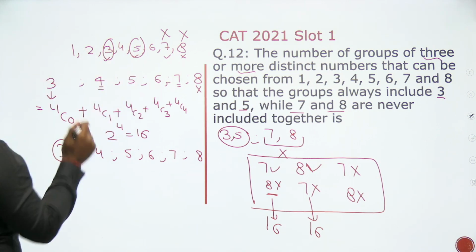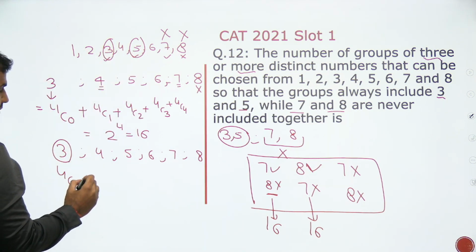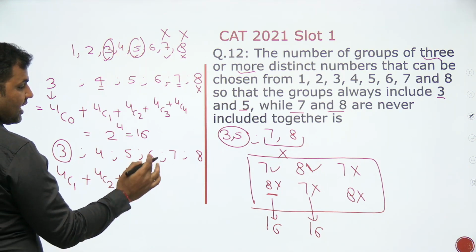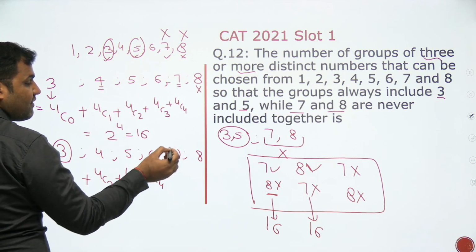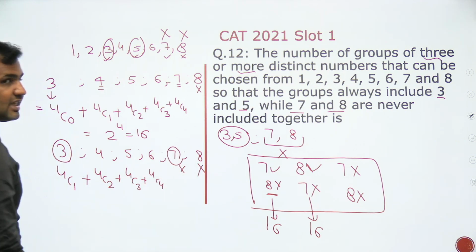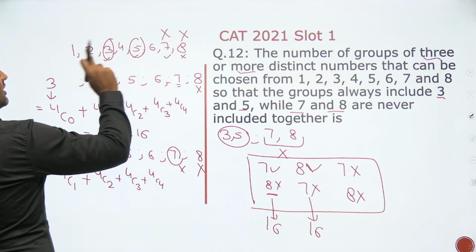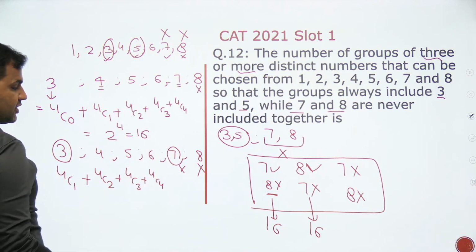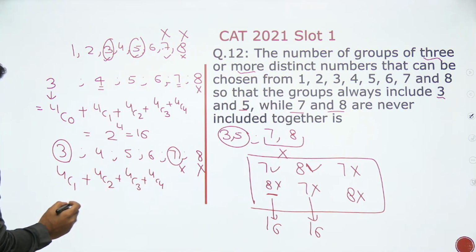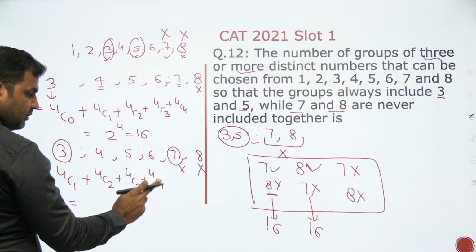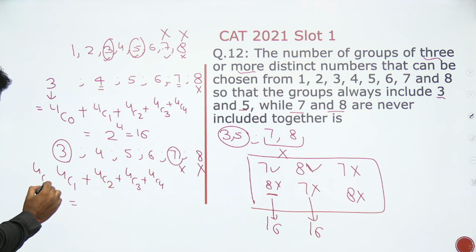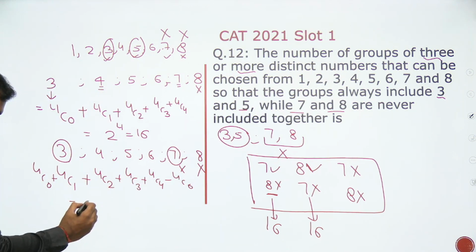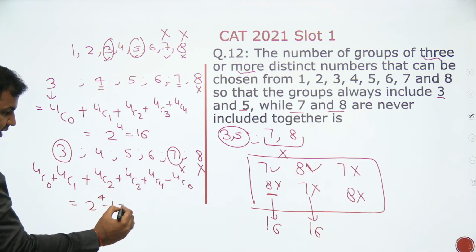So that can be any one of 4, 4C1, plus in this case 4C2, in this case 4C3, and in this case 4C4. The selection of 7 numbers would not be possible, neither for 8. Why? Because 7 and 8 both are not to be selected. So I'm left with 6 numbers, and out of 6, the selection of 7 is not possible. Now this you can see is 4C1 plus 4C2 plus 4C3 plus 4C4, right? If I add 4C0 here, then I need to subtract 4C0 here. Now this whole value is 2 raised to power 4 minus 1, which is equal to 15.